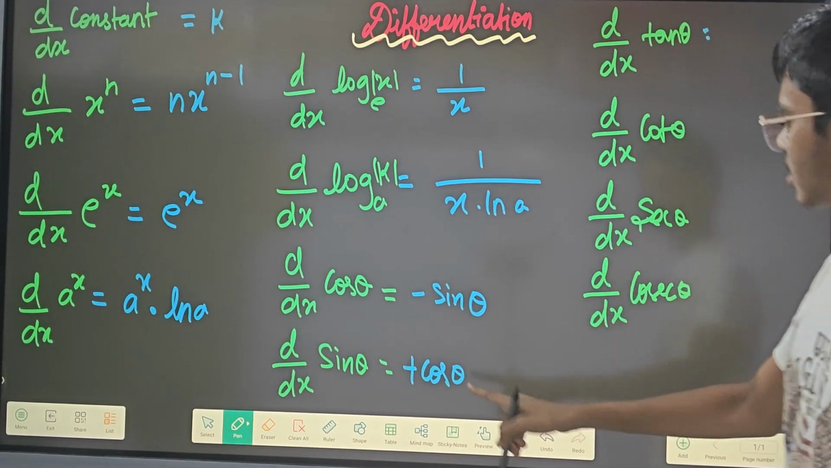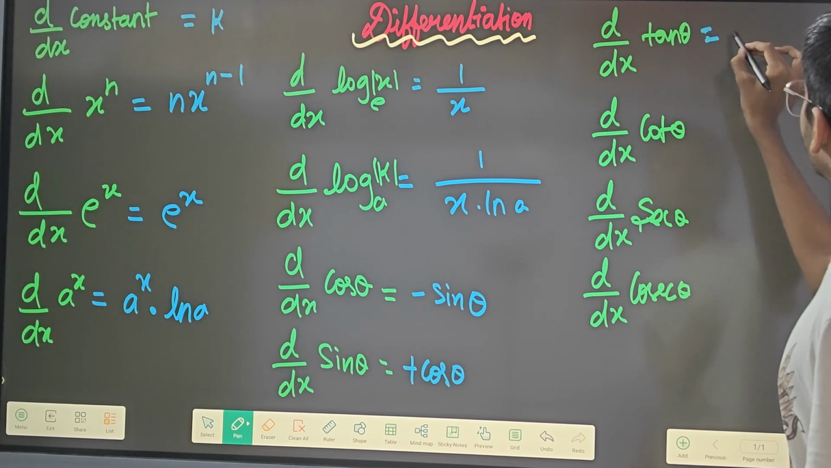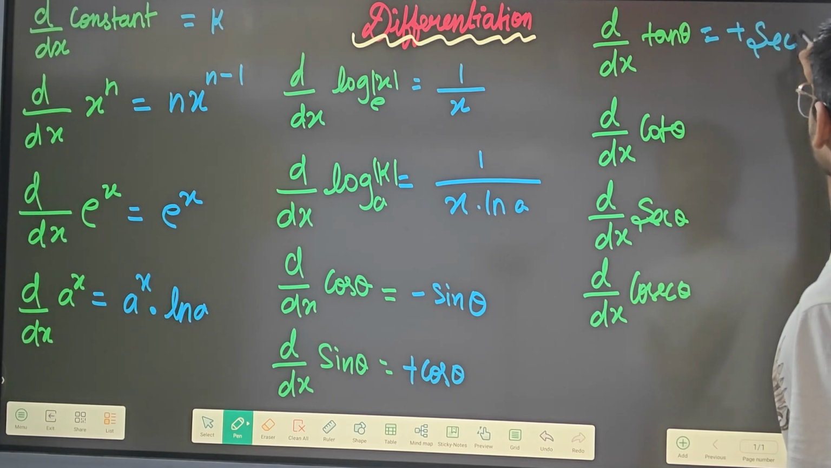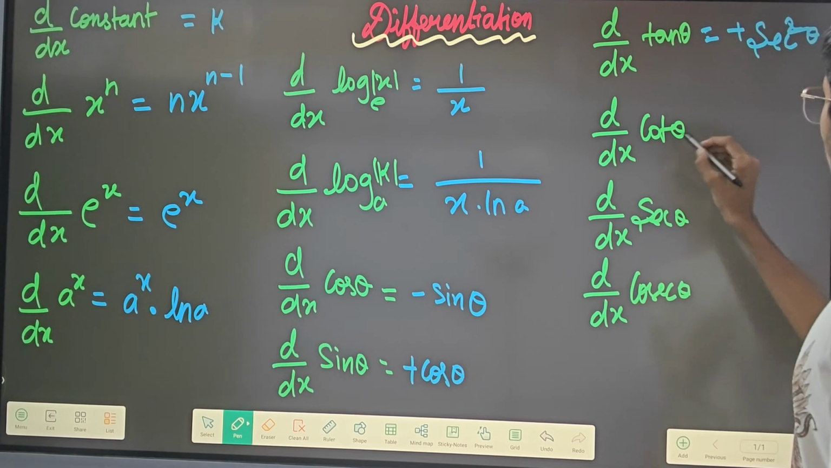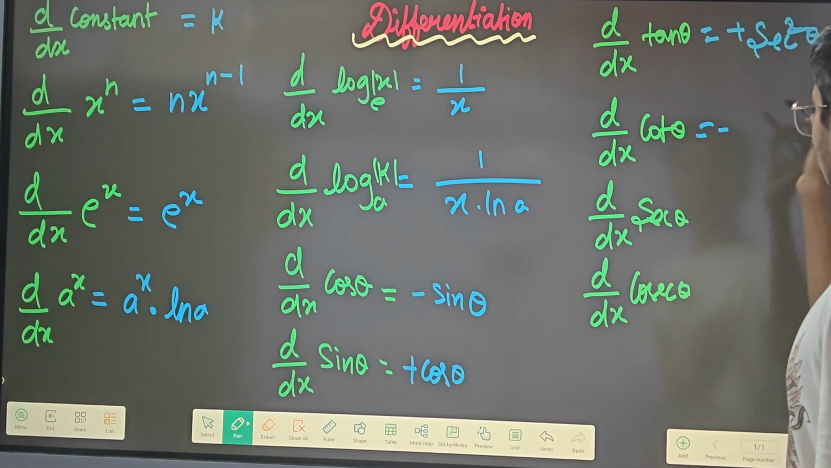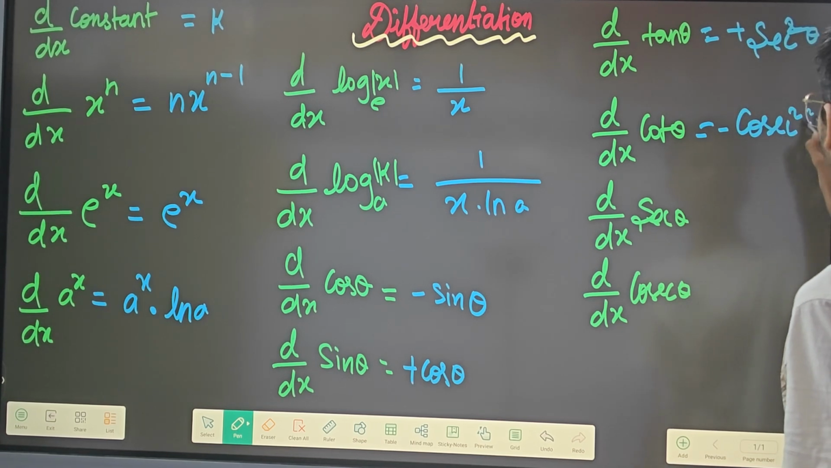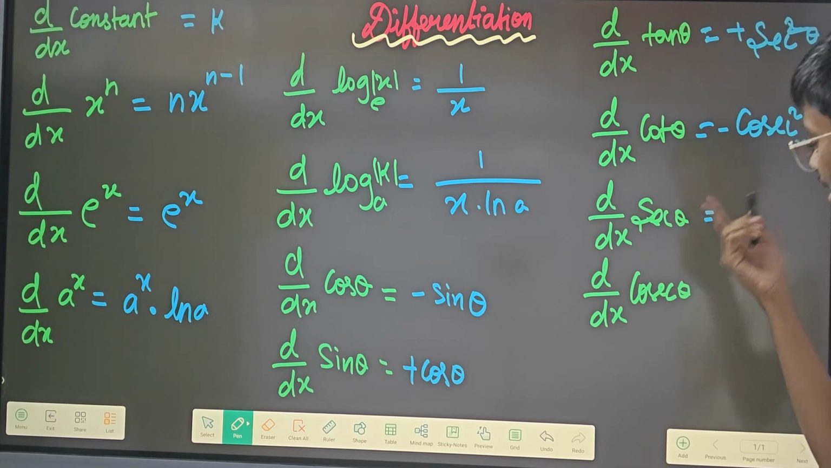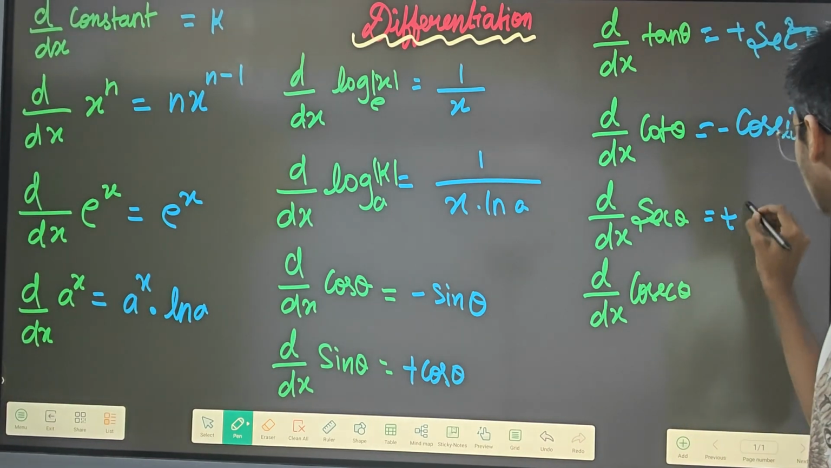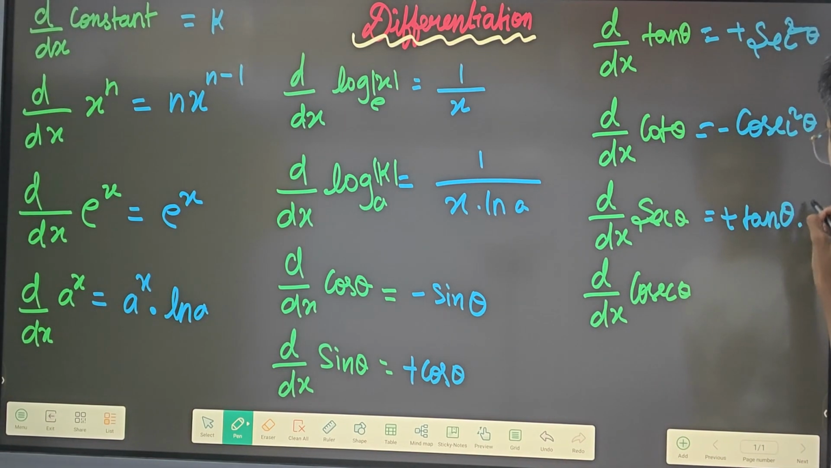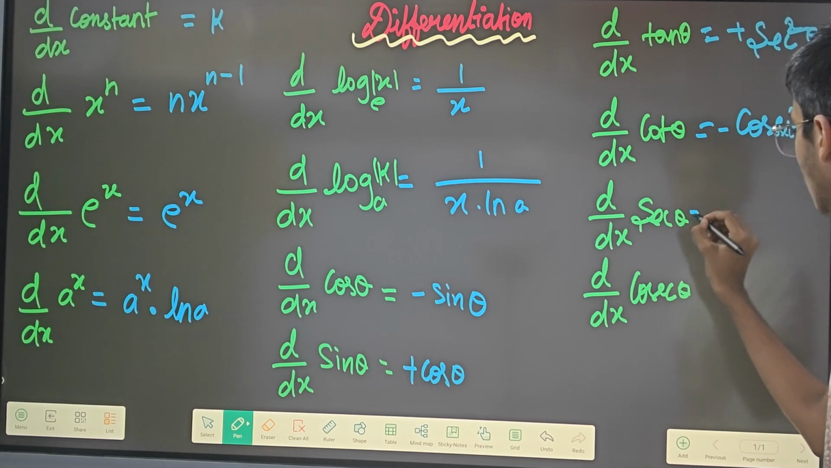So first is tan theta. Tan theta is going to be positive sec square theta. Then cot theta is going to be minus cosec square theta. Then sec theta is actually plus tan theta into sec theta itself. For cosec and for sec, this is the speciality.